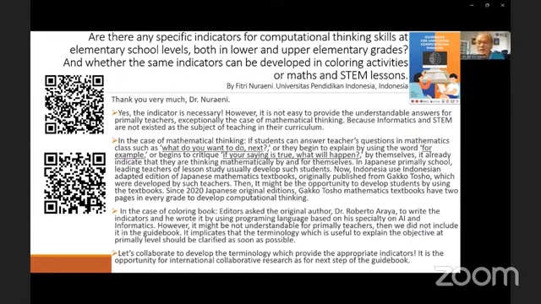Okay? Or they begin to explain their ideas by using the words, for example. For example means something new, right? Or begin to critique others. If you are saying true, what will happen? If this kind of questions are asked or answered by themselves, it already indicates that they are thinking mathematically by and for themselves.